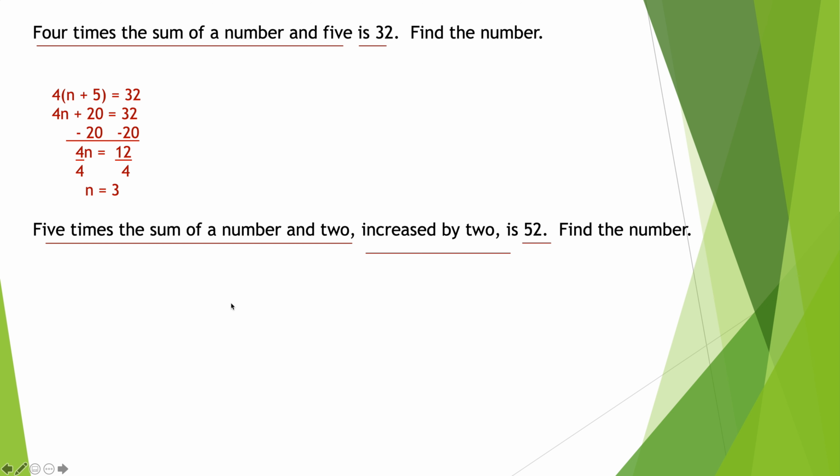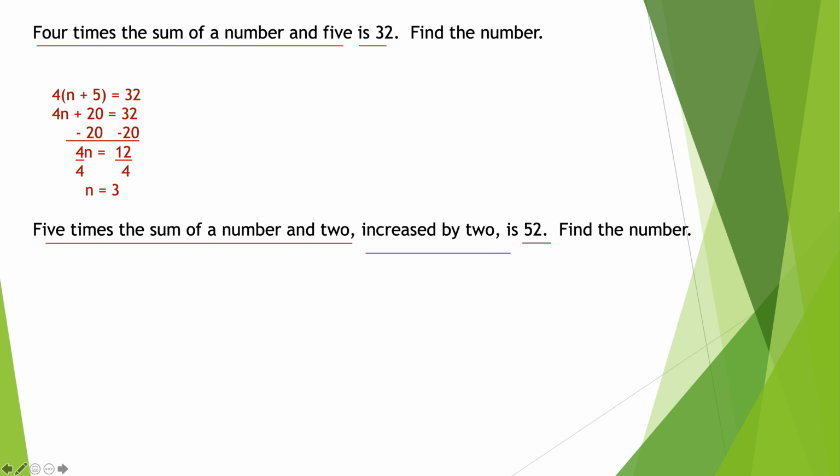And I took the liberty of underlining the important parts for you. 5 times the sum of a number and 2. This time I add a little step. Increased by 2 is 52. 2's running amok in this problem. Wild all over the place. All right, this time you begin. Go ahead. Stop and start moment.